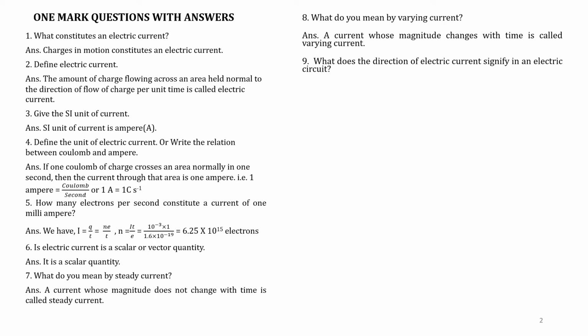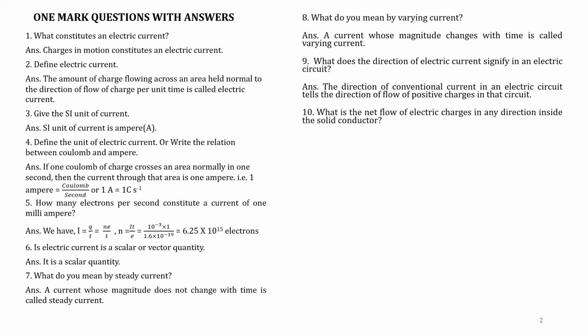Question number 9. What does the direction of electric current signify in an electric circuit? Answer. The direction of conventional current in an electric circuit tells the direction of flow of positive charges in that circuit. That is, the direction shows the direction of flow of positive charges in the circuit.